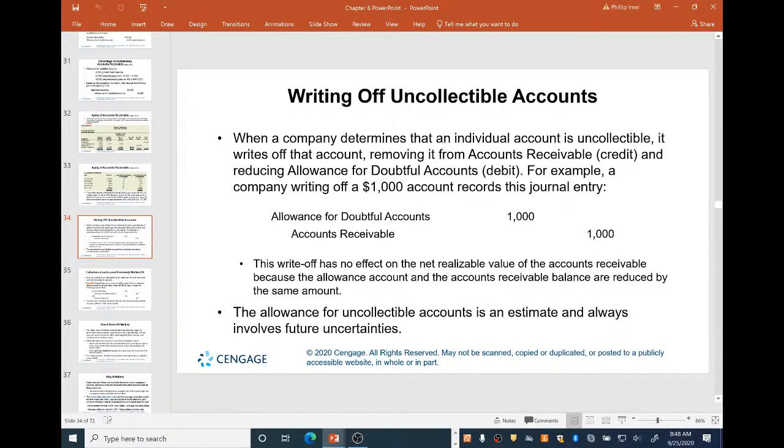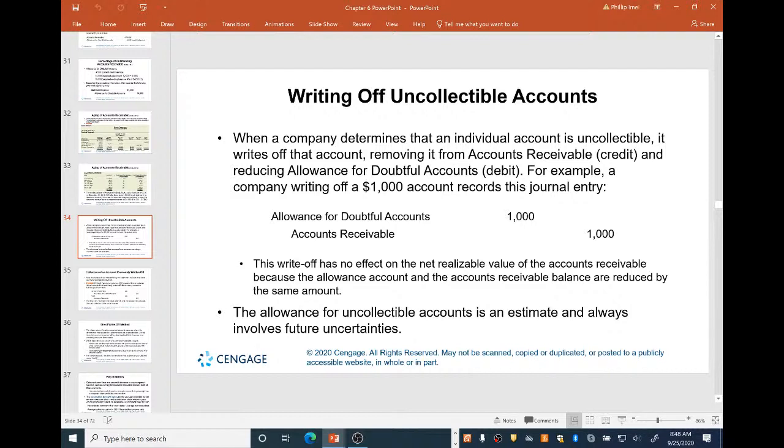And we can see here this keeps up with the matching concept because we're not hitting revenue right here. We're not affecting income, right? Remember, when we made the original sale, we set up the allowance. Now, when we actually write off something, that's what the allowance is for, writing off these accounts. So we're going to hit the allowance as opposed to hitting the revenue, right? So we reduce the allowance by debiting it, and credit the accounts receivable because this removes the accounts off the books, right?